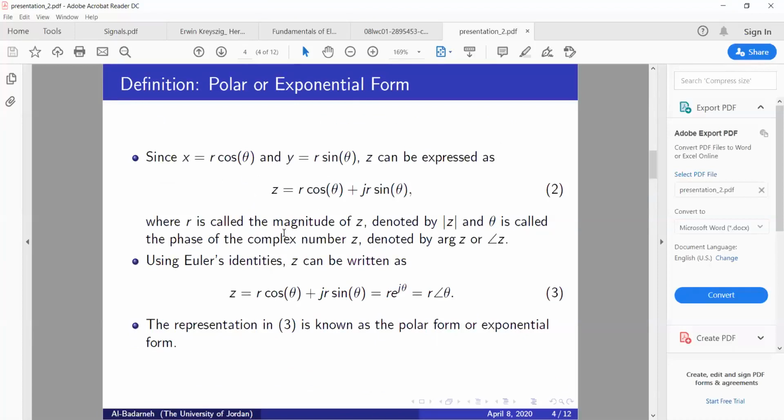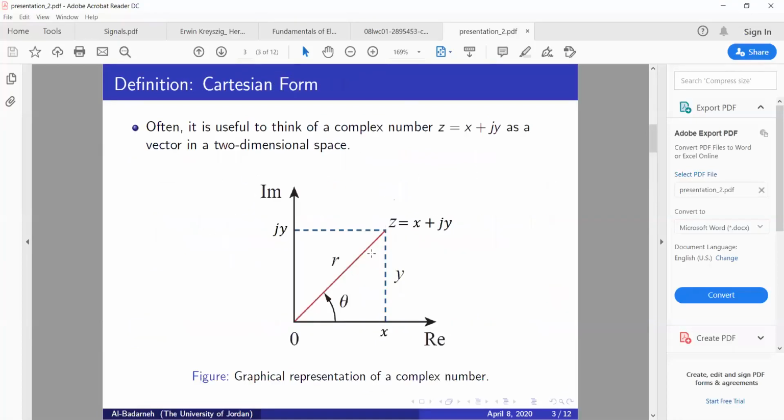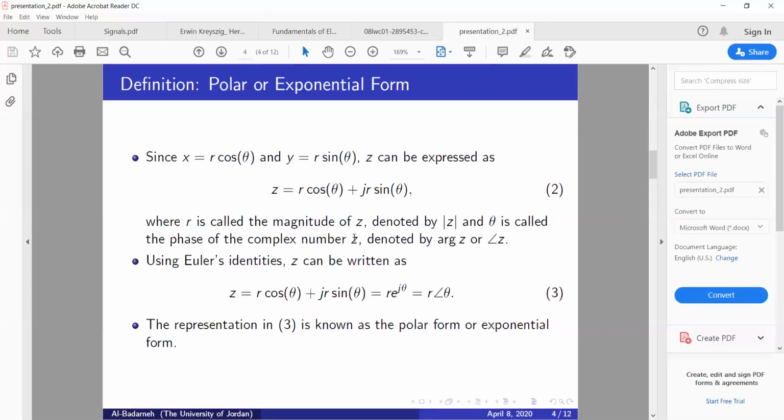Here, r is called the magnitude of the complex number z, and theta is called the phase of the complex number z. The magnitude of z is just denoted by the absolute value of z, as we can see here, and theta we can say is the argument of z, or just angle z.